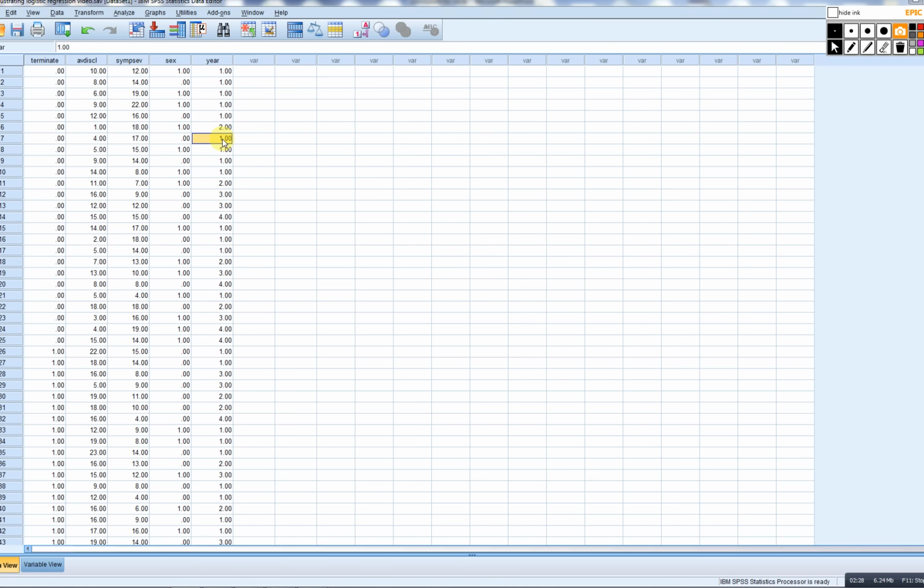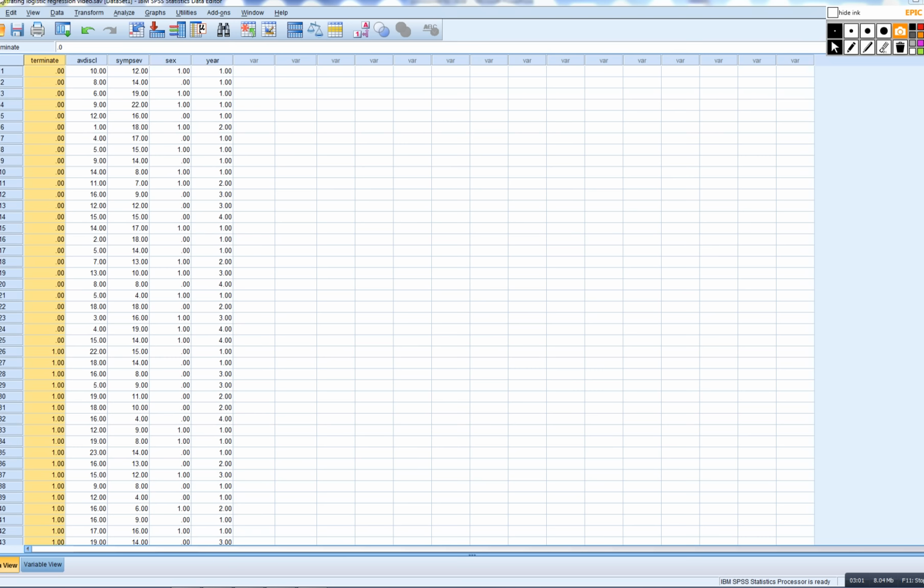Person 28 did terminate within the 2 months. This is that person's scores on the two measures. That person was also a male, and that person was a junior. So let's run our logistic regression. And for this example, for the first example, we're going to use avoidance of disclosure, symptom severity, and sex as predictors of the likelihood of terminating within the first 2 months.